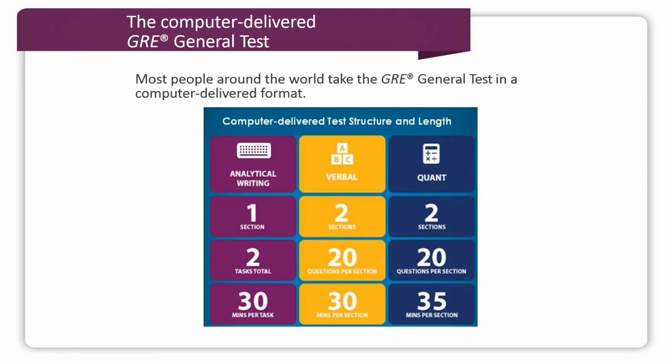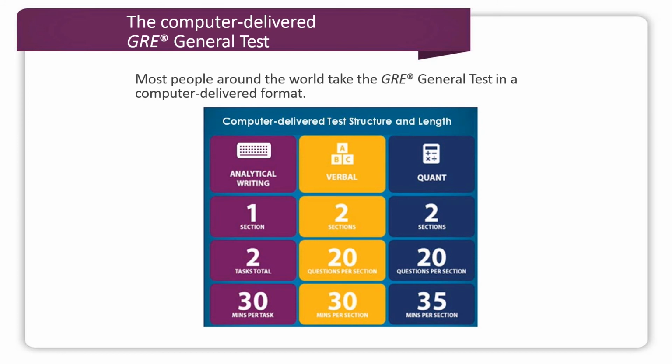It's good to know what the test is like before you take it. To help you with that, I will walk you through the computer-delivered test, since that is the format taken by most people around the world. The first measure is always the Analytical Writing section. It is comprised of 1 section with 2 essay tasks. You are required to write a separate essay response for each of the 2 tasks. You have a total of 30 minutes to write each essay response.